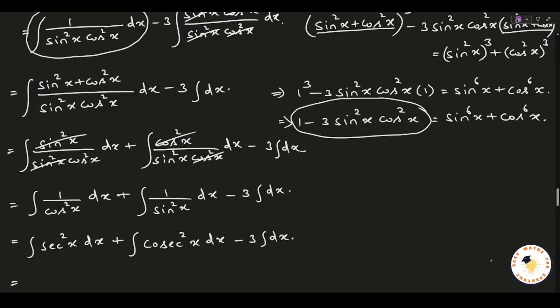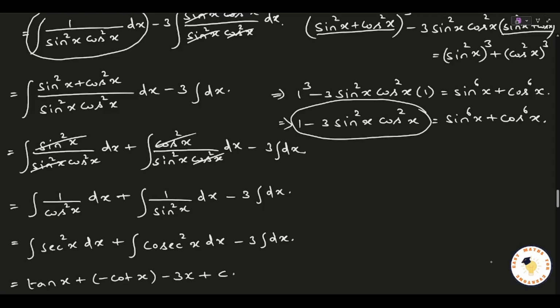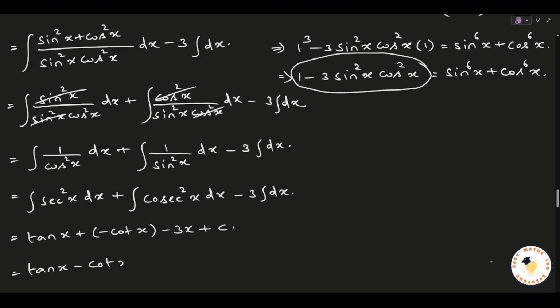This is equal to integral secant square is tan x, and integral cosecant square is minus cot x, minus 3 integral dx is x, plus constant of integration c. Tan x minus cot x minus 3x plus c is the answer.